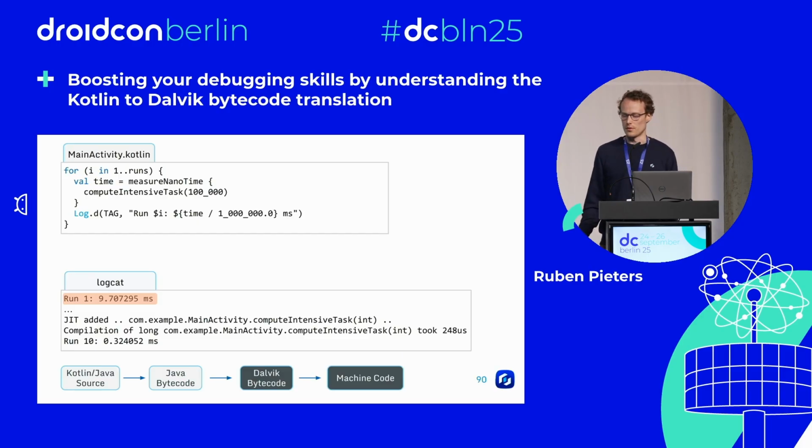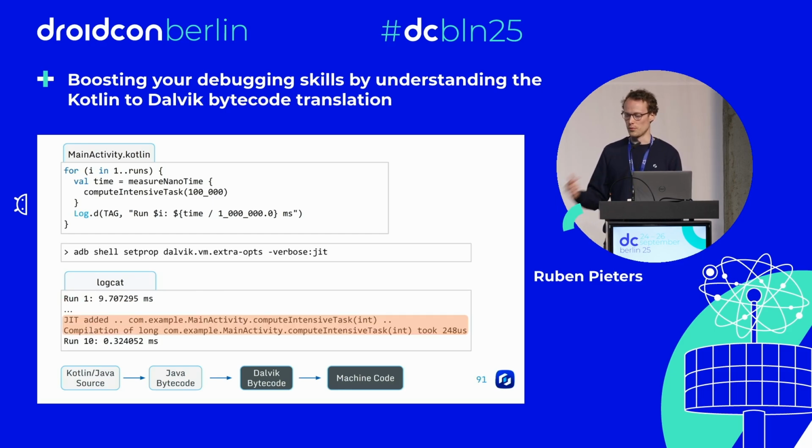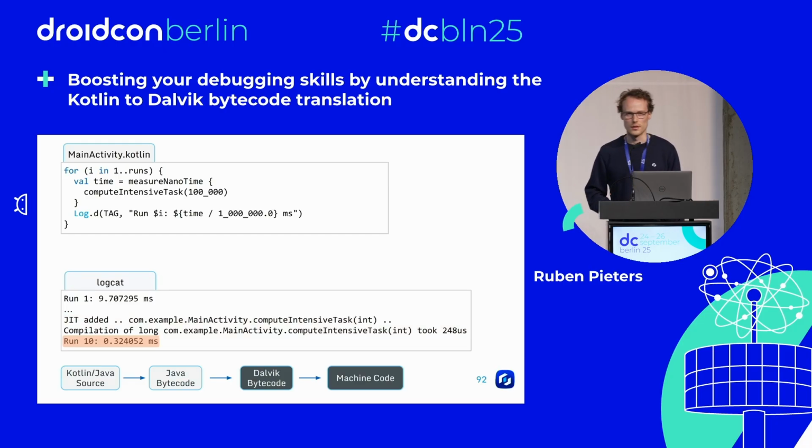So when we then run this method, we will see that the first run, for example, took 10 milliseconds. The other runs will take an equivalent amount of time. And then if we have enabled JIT logging, we will see that at certain points, the Android system will say, okay, I added JIT for this method. It took this long. And then we start seeing that the method takes a significantly shorter amount of time. So that is the just-in-time compilation kicking in, compiling the methods in the JIT cache, and then the method runs a bit faster.